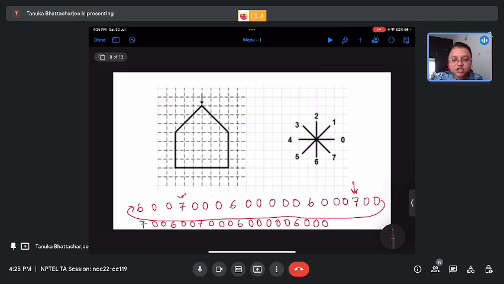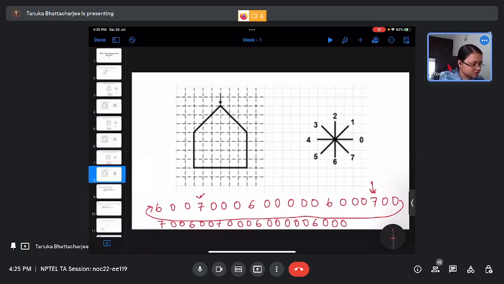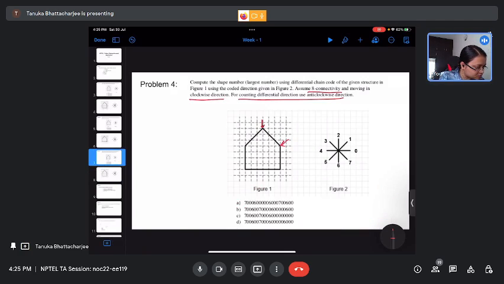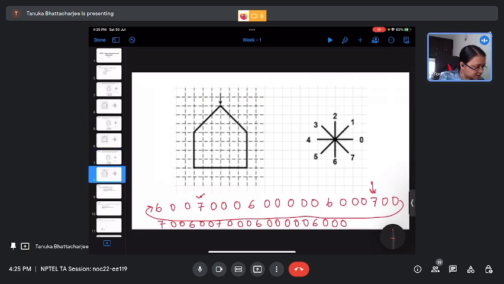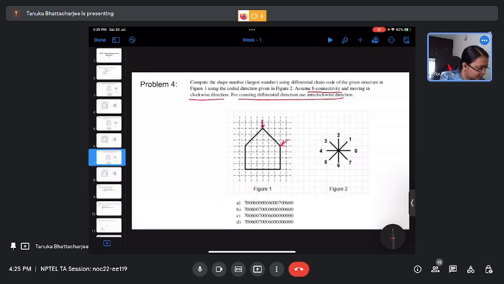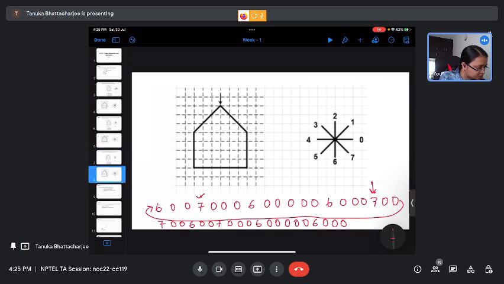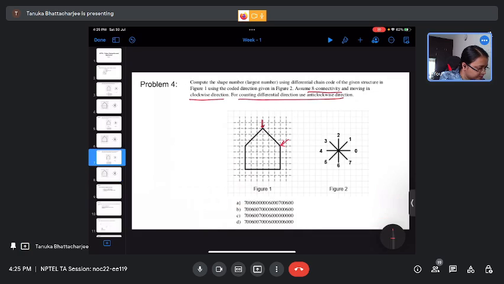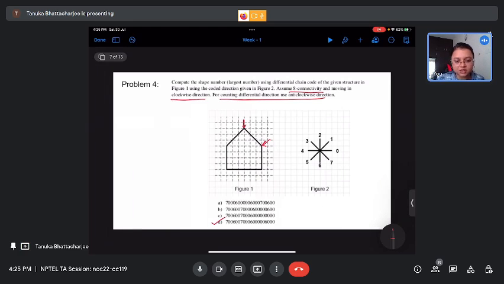So this is the shape number for this: 700600, then 7000, 6, then 5 zeros, then 630. So option D will be the correct answer for this particular problem.